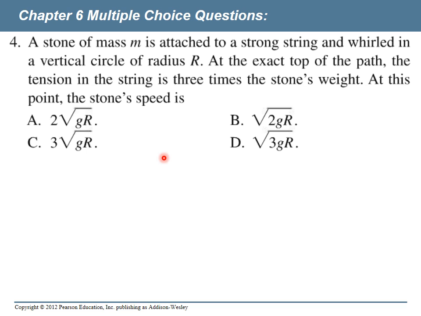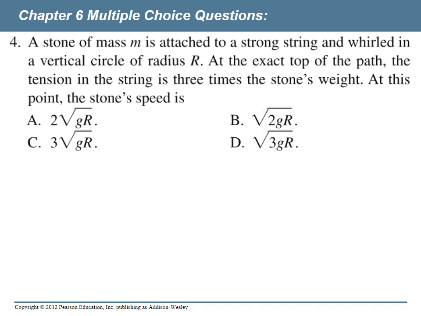And so since we're at the top, if it's in a vertical circle, we know at the top the radial acceleration is pointed straight down, right? So it's that 4 mg, the 3 mg that come from the tension and the 1 mg that comes from its weight. So we have 4 mg that causes the radial acceleration. It is the centripetal force. It causes the centripetal acceleration.